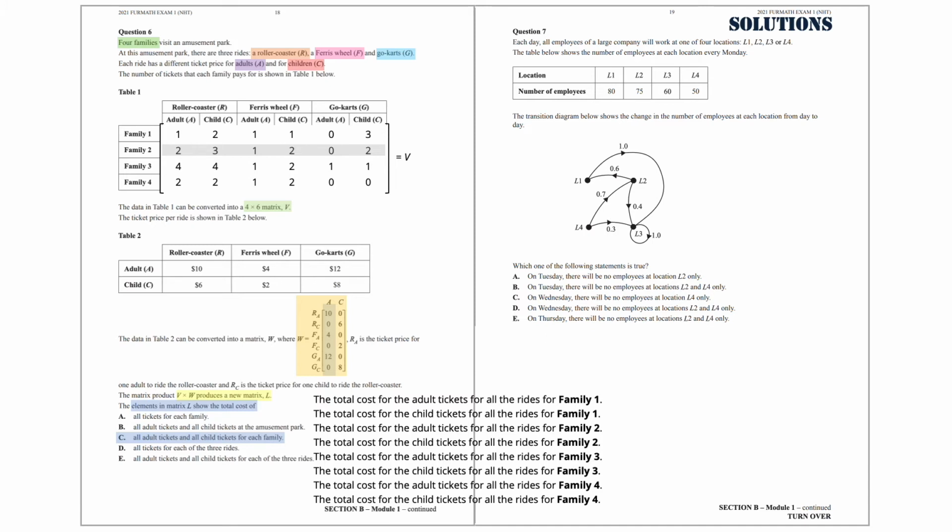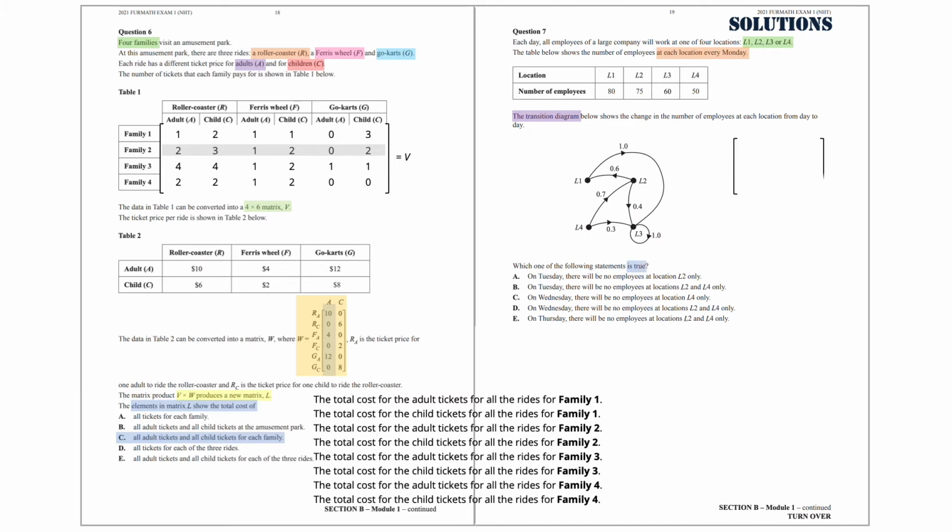Question 7. Each day, all employees of a large company will work at one of the 4 locations, L1, L2, L3, or L4. The table below shows the number of employees at each location every Monday. The transition diagram below shows the change in the number of employees at each location from day to day. The question is asking which one of the following statements is true.